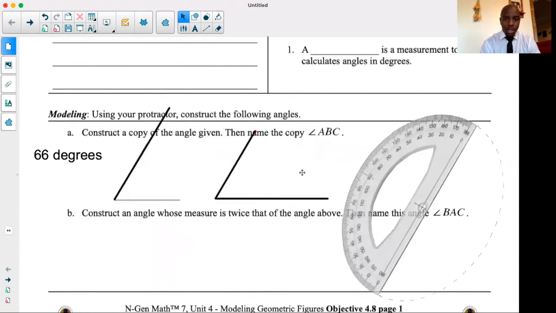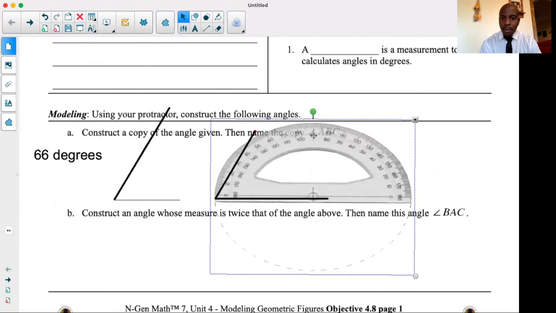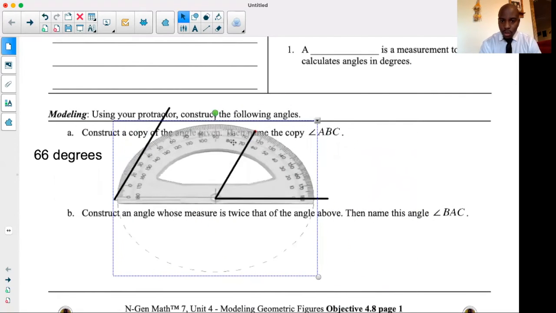Now, technically what I just drew should be a 66-degree angle, right? It should be just like this one. Now, how do I figure out if it is indeed 66 degrees? I'm going to check it using my protractor. I'm going to put the center of the protractor at the turning point. And I'm going to check to see if indeed it is. And if you see there, it is, right? It's exactly the way I wanted it to be.